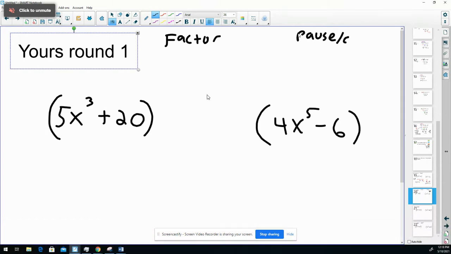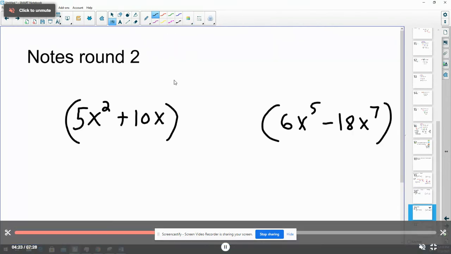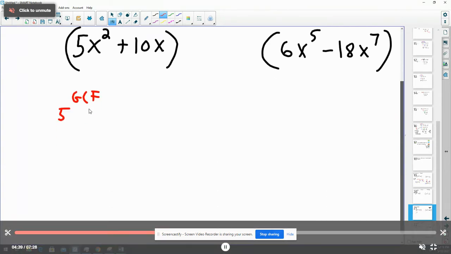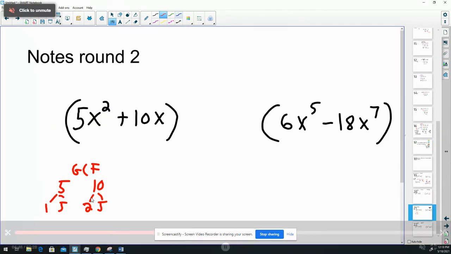Okay, so here's yours, round one. You want to pause and do. And here comes notes round two. For notes round two, now both terms have an x term or a letter term or a variable term in them. So we're still trying to find the GCF of the numbers. So 5 and 10, 5 is 1 times 5, 10 is 2 times 5. They both have 5 in common.